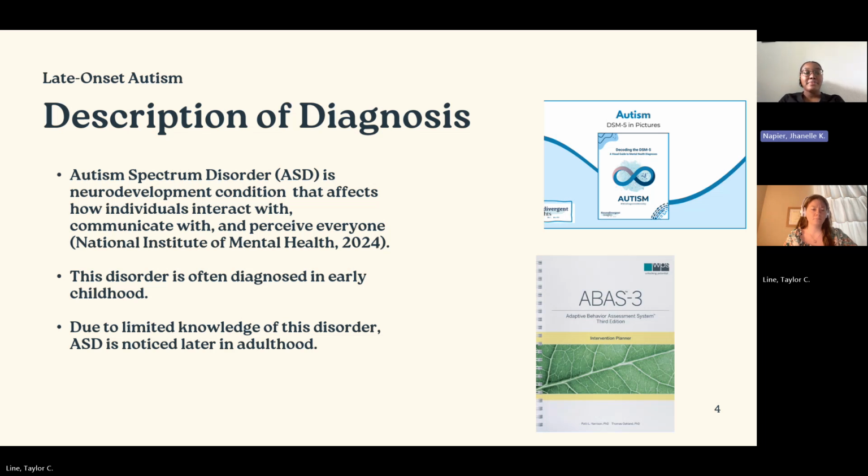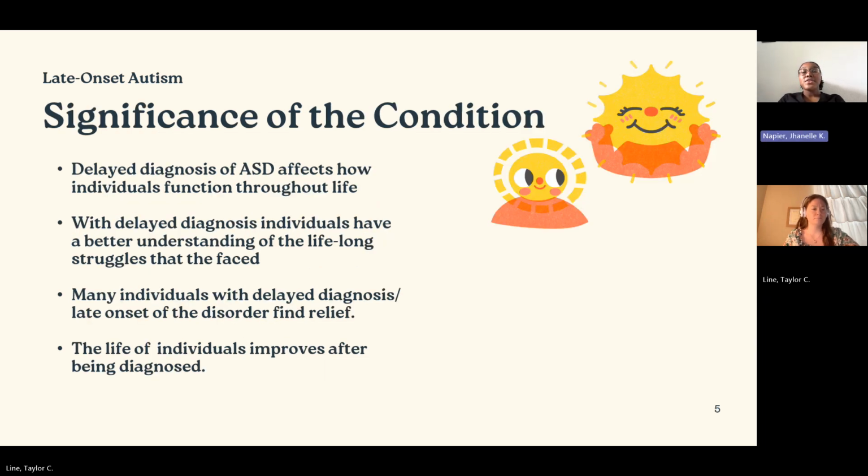Next slide, please. Now we're going to talk about the significance of the condition. So delayed diagnosis of autism spectrum disorder affects how individuals function throughout their life. Throughout their life, they go through wondering, like, why am I unable to interact how others are? Why are my communication skills a little bit underdeveloped than others? So with delayed diagnosis, individuals later have a better understanding of the lifelong struggles that they've faced.